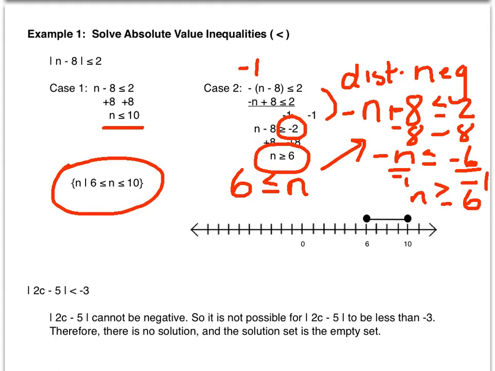Another example under the less than inequalities is the absolute value of 2c minus 5 is less than negative 3. Now, what's inside the absolute value symbols, 2c minus 5, cannot be negative. Because if you recall, anytime you have something inside absolute value, it's going to equal a positive number, right? So what's in there is not going to be negative. So it's not possible for the absolute value of 2c minus 5 to be less than negative 3.